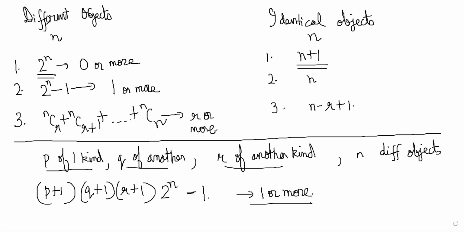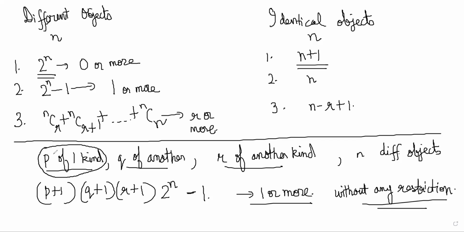Without any restriction, this is one or more without any restriction. It could be any one. The case where you have just one thing, it could be any one thing. Here there is no restriction. You're just excluding the case where you selected nothing. However, if you have to take one of each kind as well, one of each kind, so you have to select one out of this at least, so that will be n here.